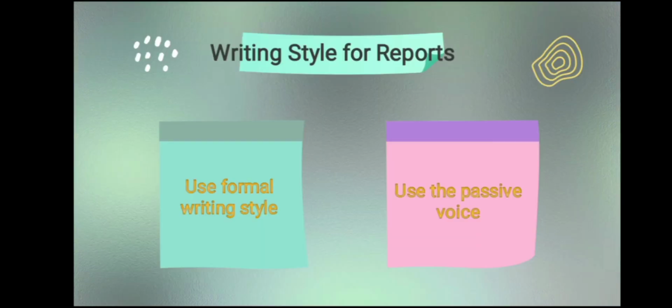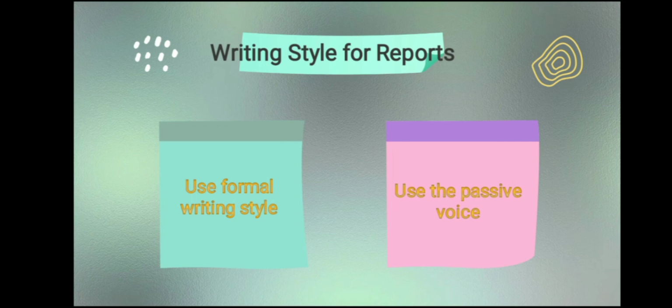The next material is writing style for reports. The first one is use formal writing style. The style of reports will be concise, giving precise detail. Flowery language should not be used. Data may be presented as chart, graph, or table if appropriate. Description of methodology should be sufficiently clear and detailed to allow someone else to replicate them exactly.